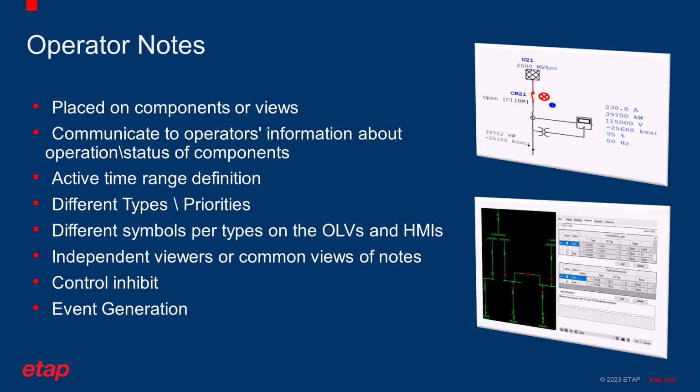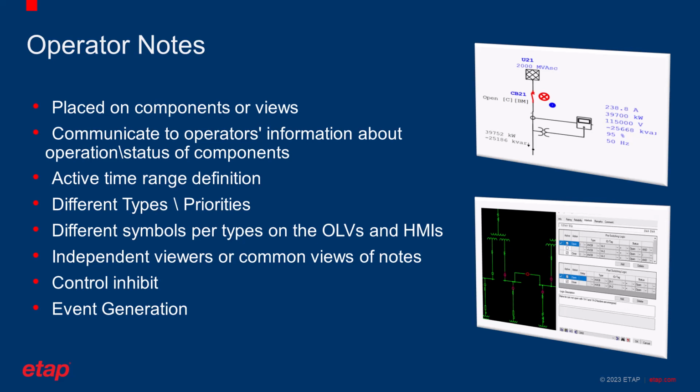The information can be defined to be active for specific time ranges. There are different types of operator nodes and priorities. The different types and priorities define the different symbols that are used on the OLDs or HMIs. Independent viewers or common views of the nodes can be opened. There is also the capability of using the operator nodes to generate control inhibition.